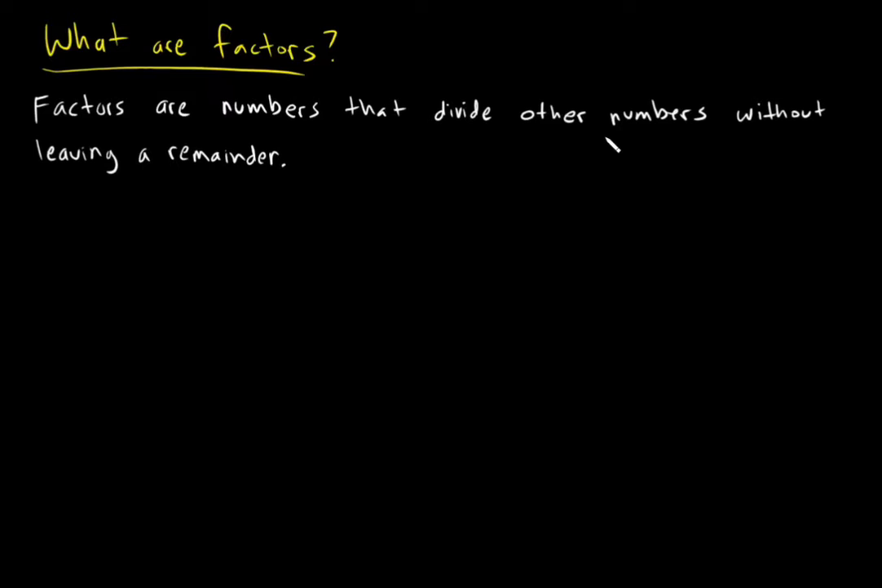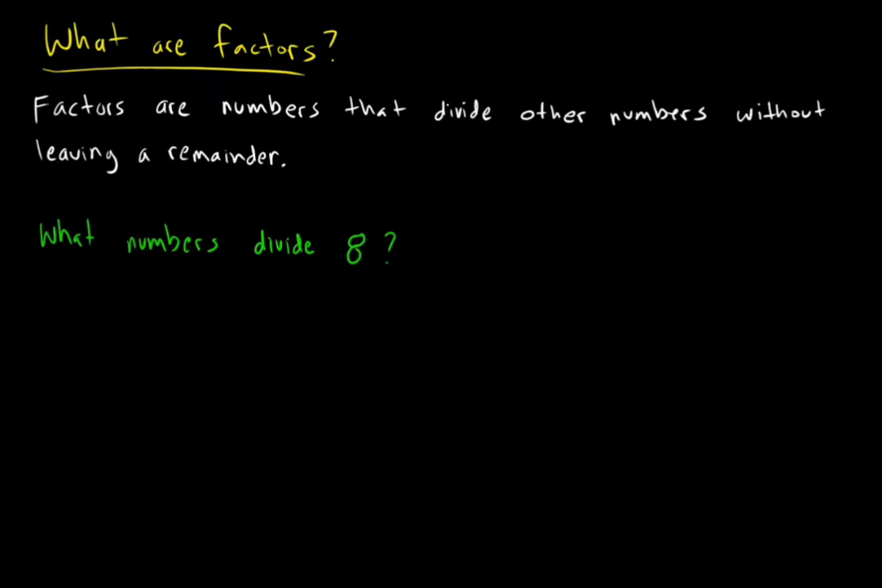Since we are going to talk about simplifying fractions in a later video, one method that we're going to use is called greatest common factor, or GCF. But before we talk about GCF, we need to talk about what factors are. Simply put, factors are numbers that divide other numbers without leaving a remainder. That sounds kind of confusing, but the idea is pretty simple.